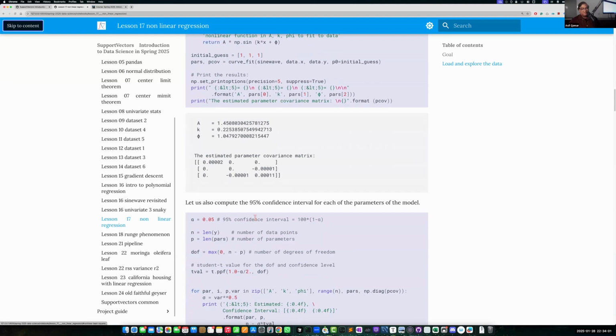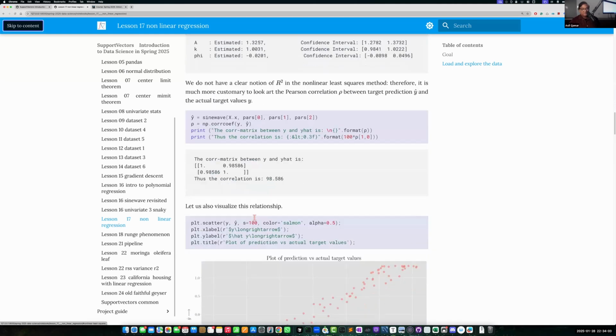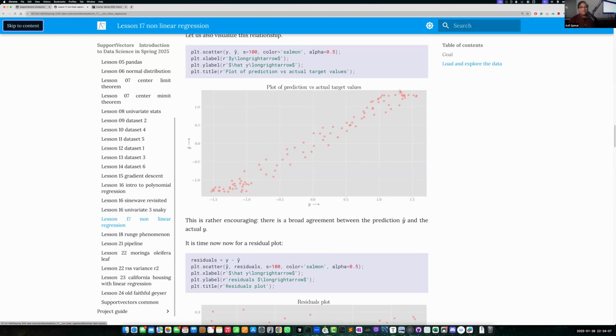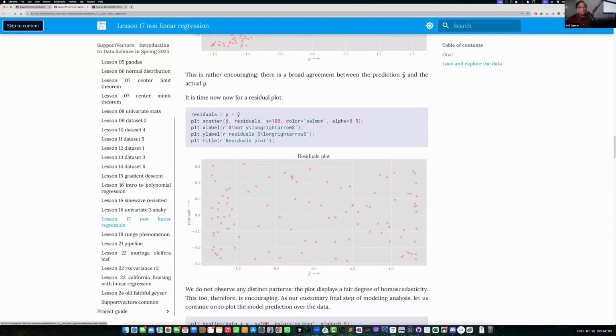And when you do that, you realize that you have a pretty good agreement between prediction and reality, and your residual plot looks like this. Would you consider this to be a good residual plot? Yes. It would be very good.